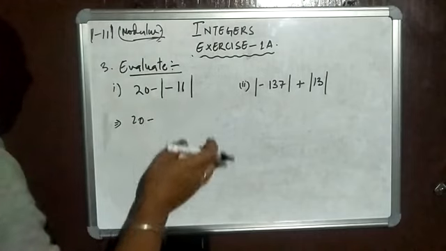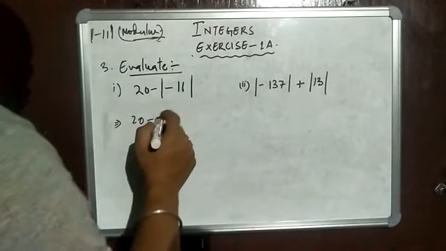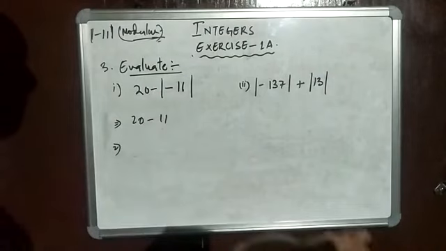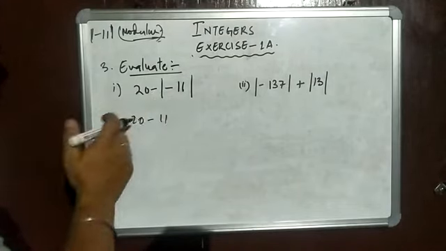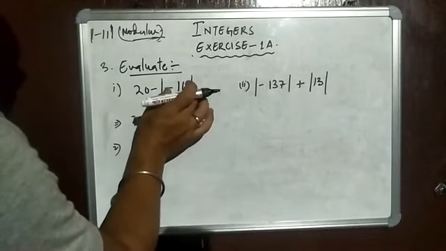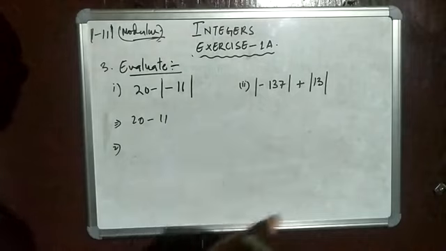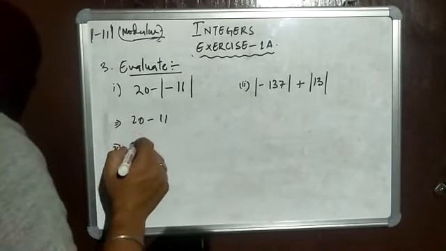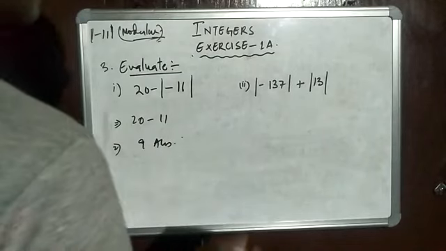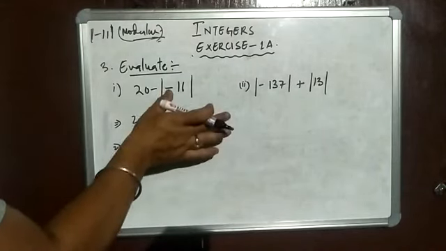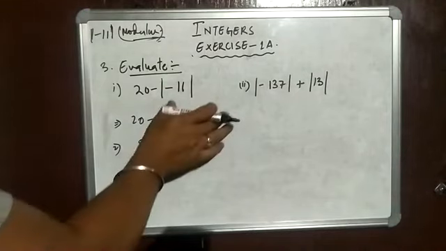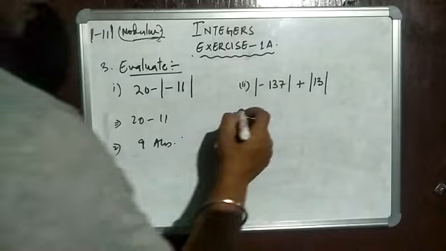Minus 11 is there, so that minus will convert into plus 11. So we subtract: 20 minus 11. The minus sign is outside of the modulus, so it won't be changed. But inside the modulus, if the sign is minus, that will change into a plus sign. 20 minus 11 comes to 9, that is your answer. Remember that if a plus sign is inside the modulus, the sign won't be changed, but if it is minus, it will convert into a plus sign.